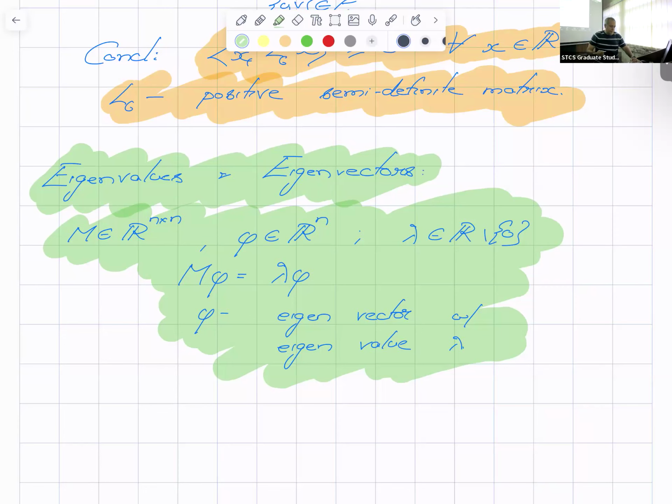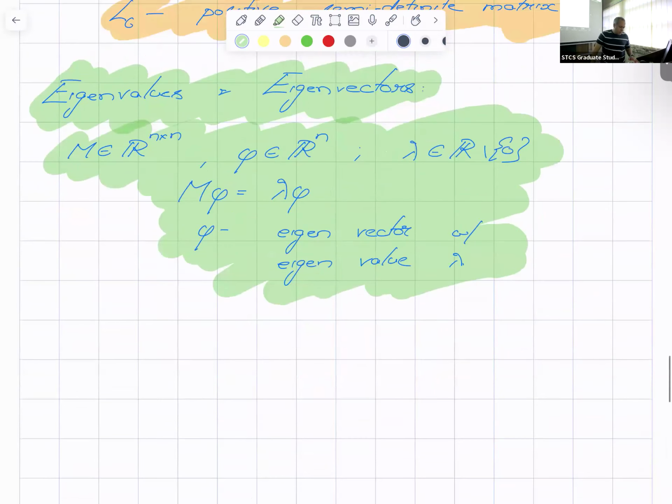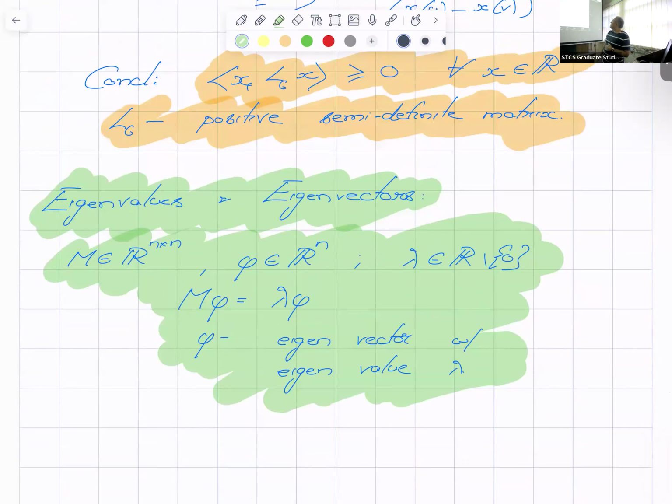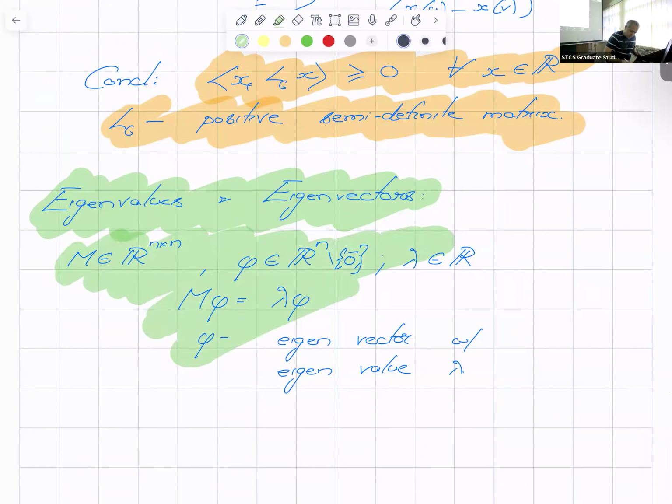The question is why is 0 excluded from eigenvalues? Sorry, 0 is not excluded from eigenvalues. That was a mistake. I don't want phi to be the 0 vector. If phi is the 0 vector, then M phi equals lambda phi trivially, so there's no point calling the 0 vector an eigenvector. That's the degenerate case. That's what I meant. Sorry.